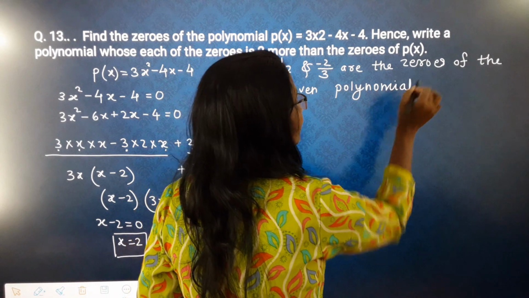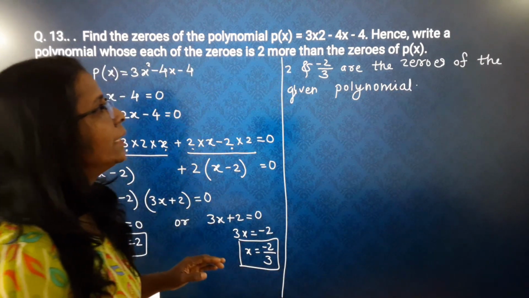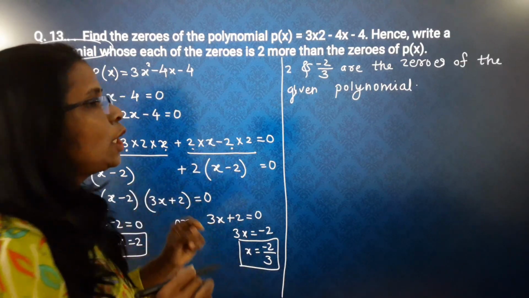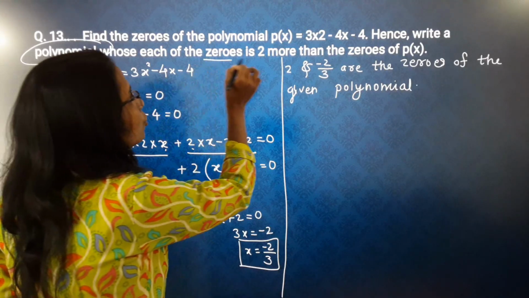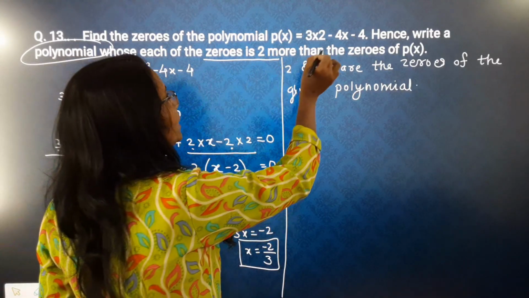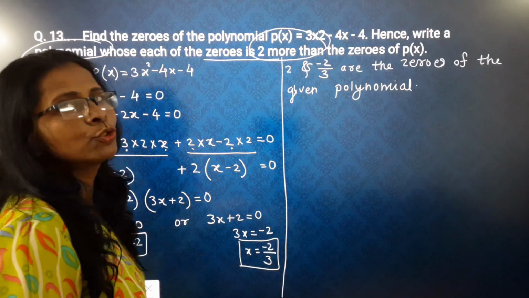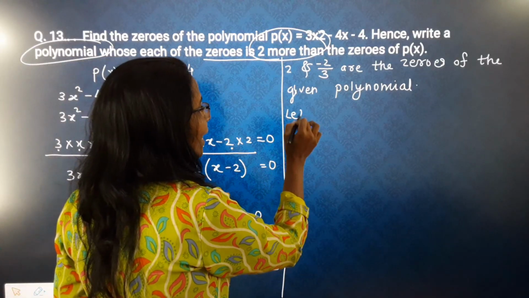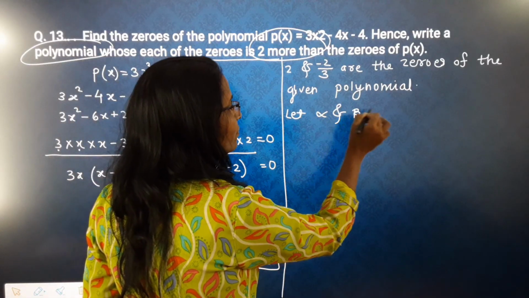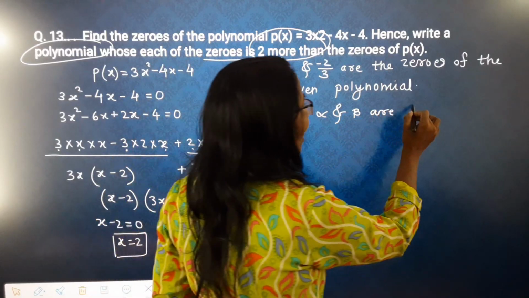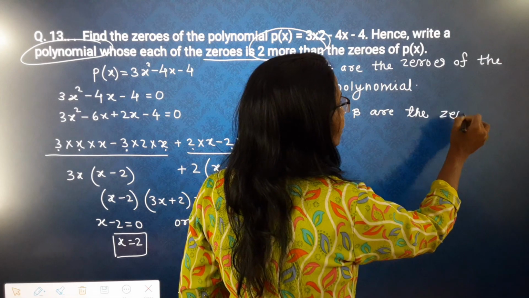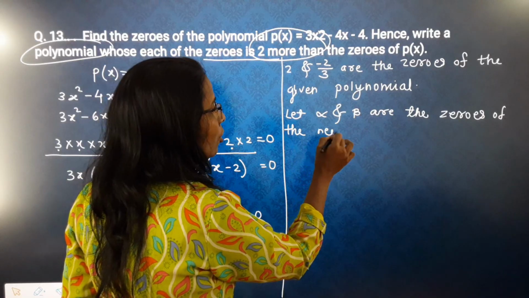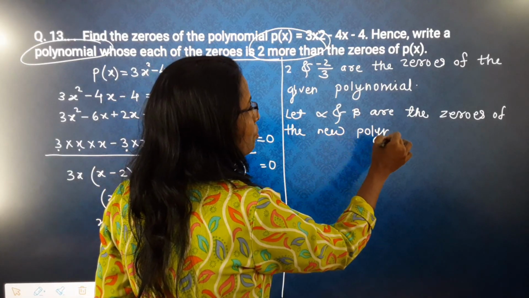And then here, the first part is over, student. Then the next part, that is write a polynomial whose each of the zeros is 2 more than the zeros of polynomial p of x. Okay, so now here we consider that let alpha and beta be the zeros of the new polynomial. Okay? New polynomial.